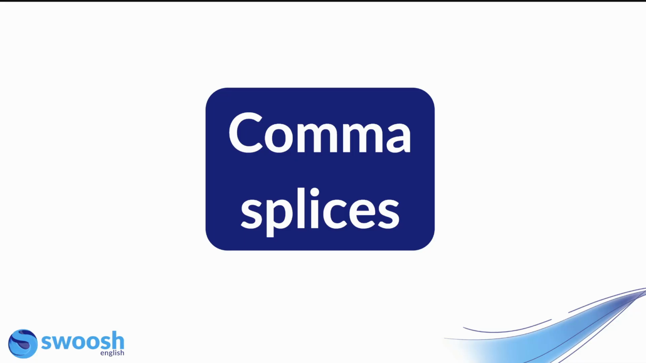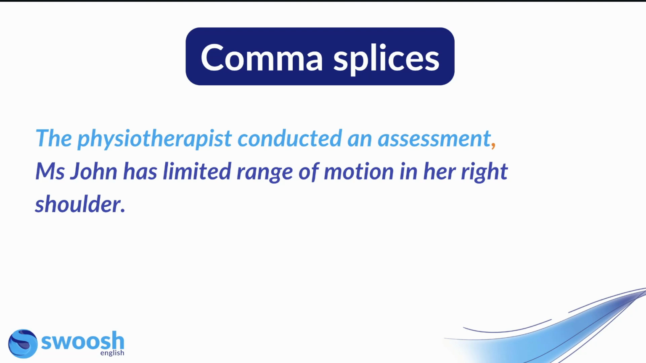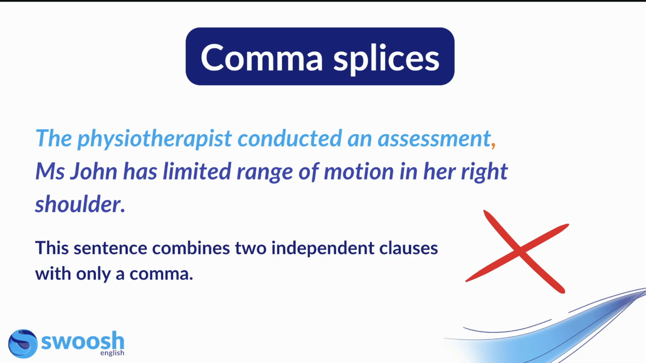The next mistake we're looking at is comma splices. So take a look at this example. The physiotherapist conducted an assessment, Miss John has limited range of motion in her right shoulder. This is an example of a comma splice and it is incorrect. The reason for this is that it combines 2 independent clauses with only a comma. This is not a correct use of commas.